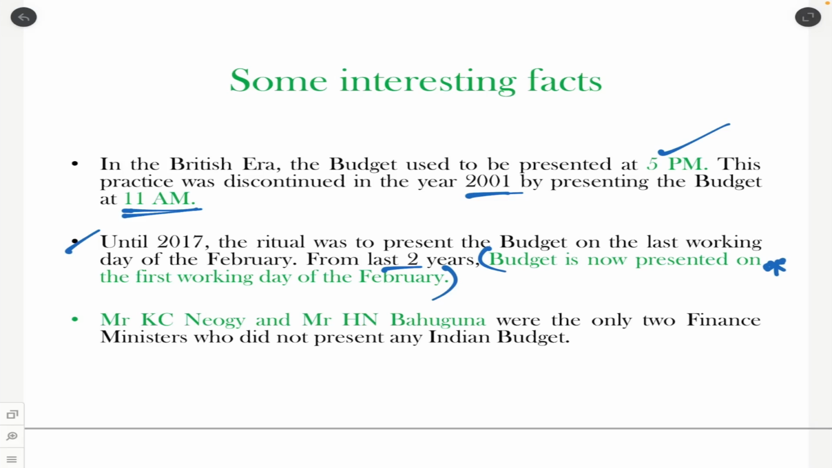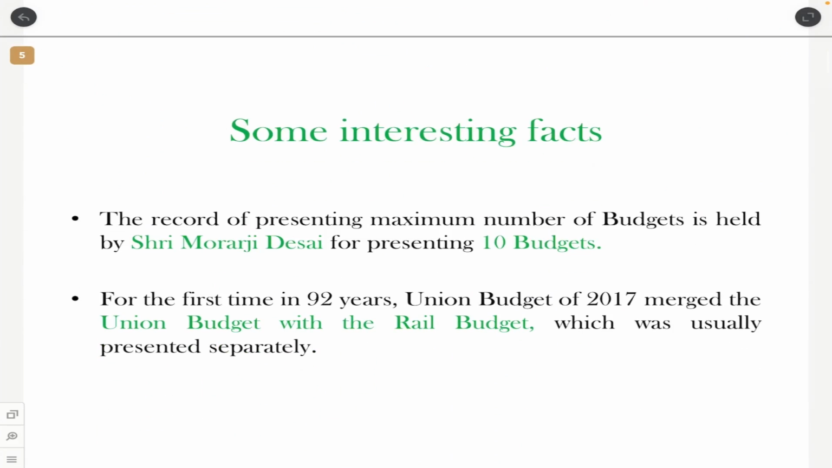Mr. K.C. Neogy and Mr. H.N. Bahuguna were the only two finance ministers who did not present the Indian budget. Maybe by then the government would have fallen or the finance ministers would have changed, and that's the reason these two finance ministers have not presented the budget.